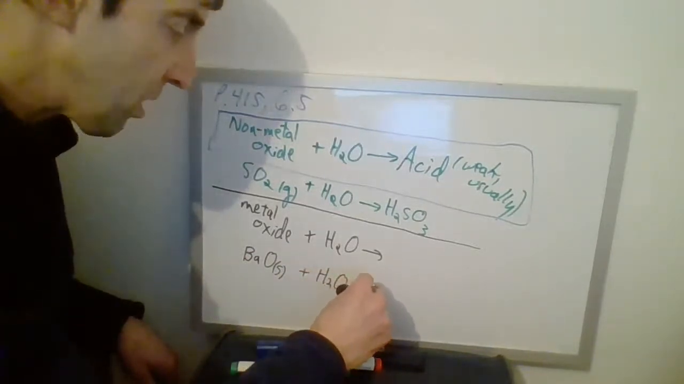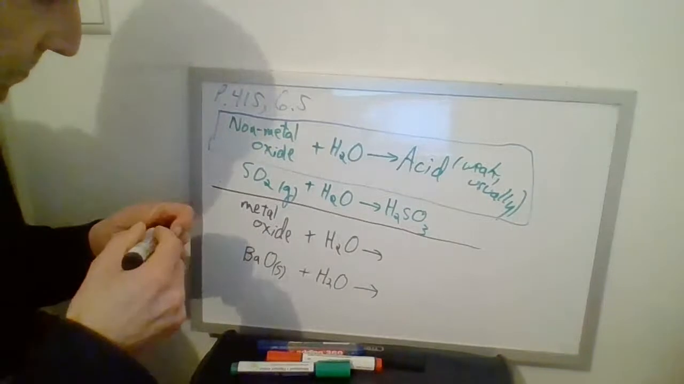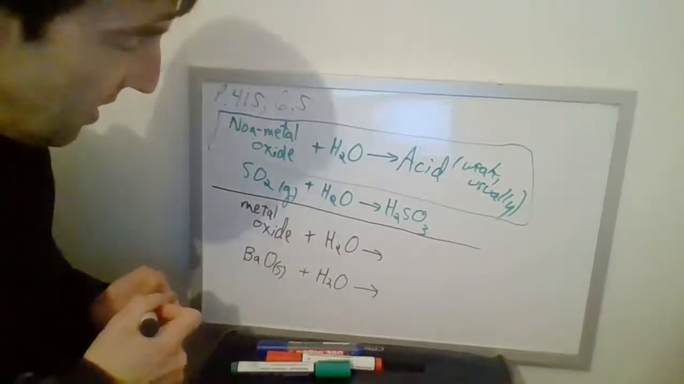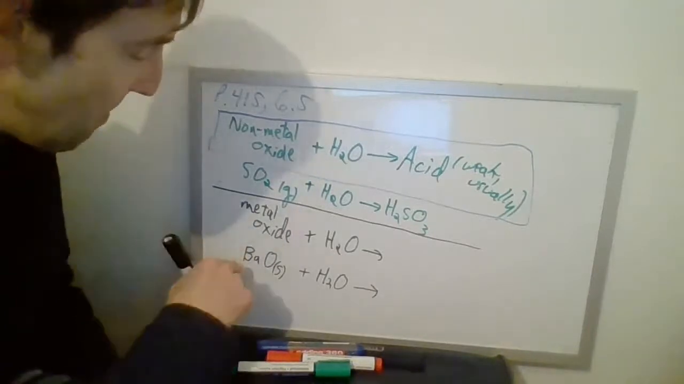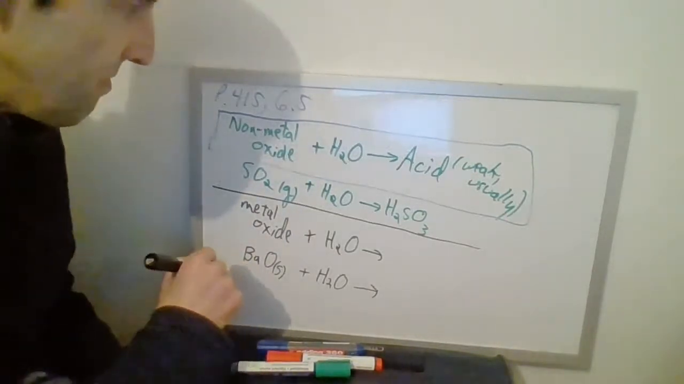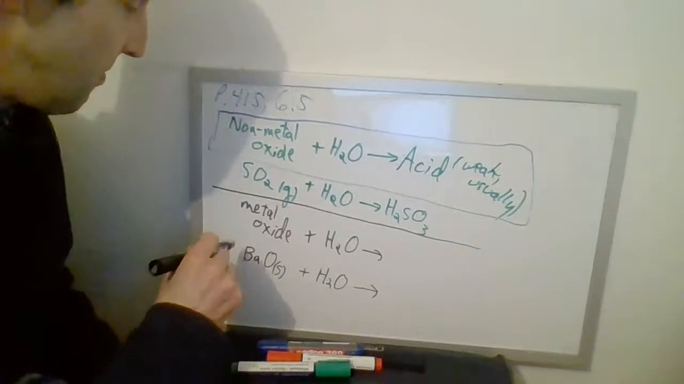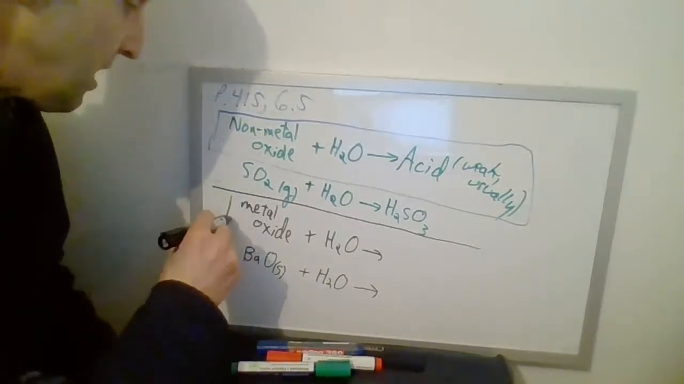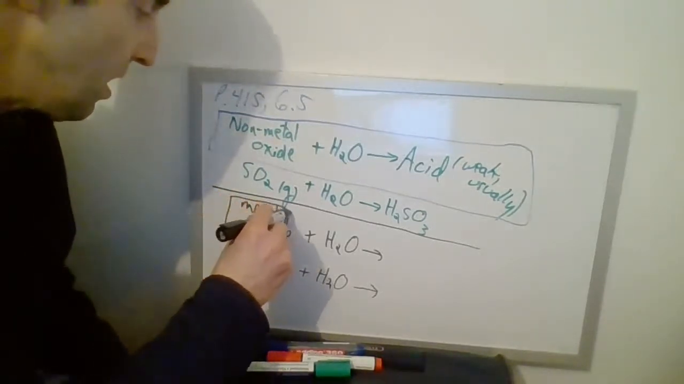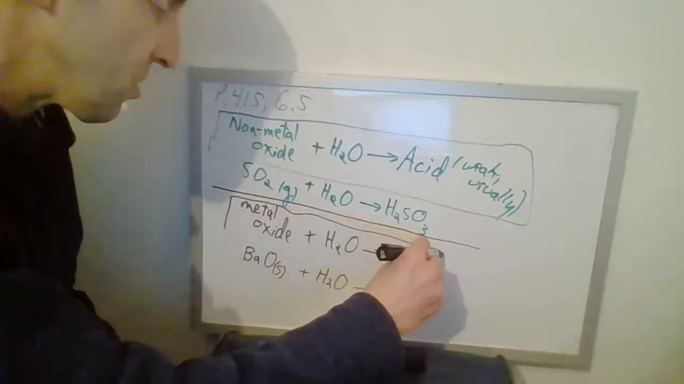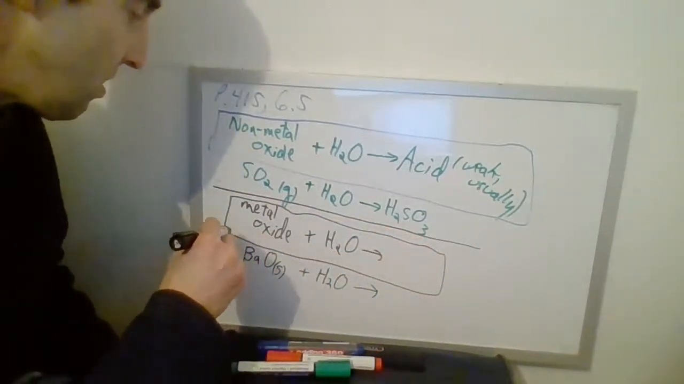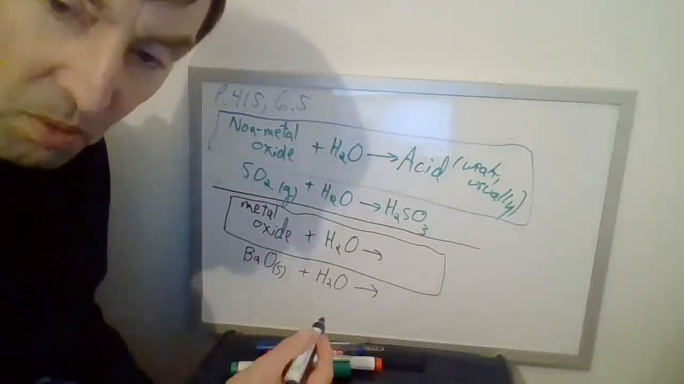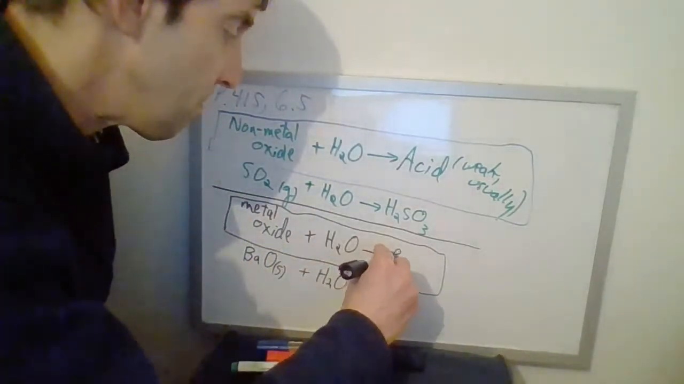See if you can guess what we're going to make. What chemical will we make? And in the meantime, I'm going to circle this because this is going to be super important too. A metal oxide plus water makes a what? Thank you, Amina. It makes a base.